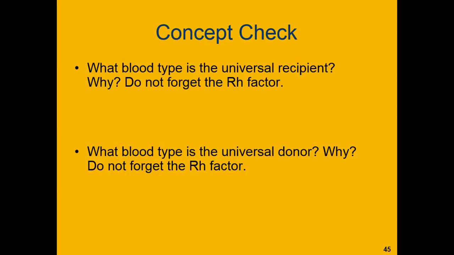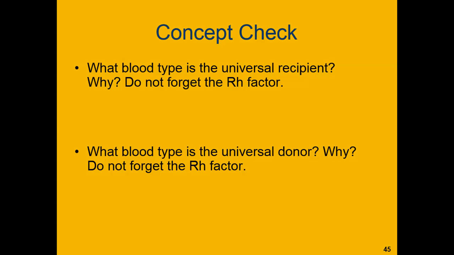So, class, which blood type is considered the universal recipient? Why? Do not forget the Rh factor. And then also, which blood type is the universal donor? Why? And do not forget the Rh factor. I kind of already answered this question for you in the last concept check. But in case you didn't understand, now you should be able to include the Rh factor. So go ahead and rewind the video and get me an answer. Or you can pause it and check your notes or your textbook. 5, 4, 3, 2, 1.